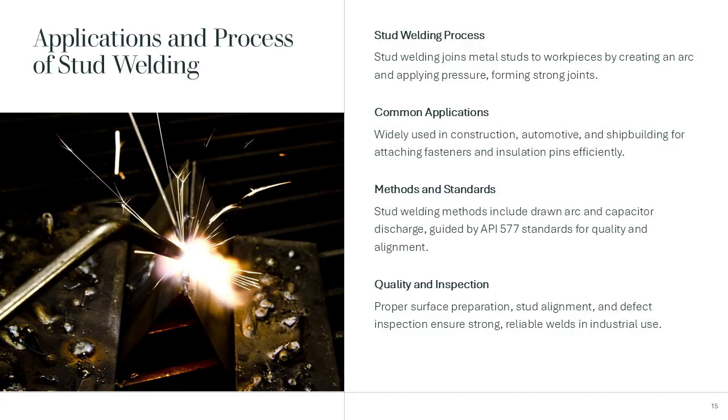Applications and process of stud welding. Stud welding joins a metal stud or similar part to a workpiece by creating an arc and applying pressure. It is commonly used in construction, automotive, and shipbuilding for attaching fasteners, insulation pins, and other components. The process is fast and efficient, producing strong joints without requiring holes or additional hardware.